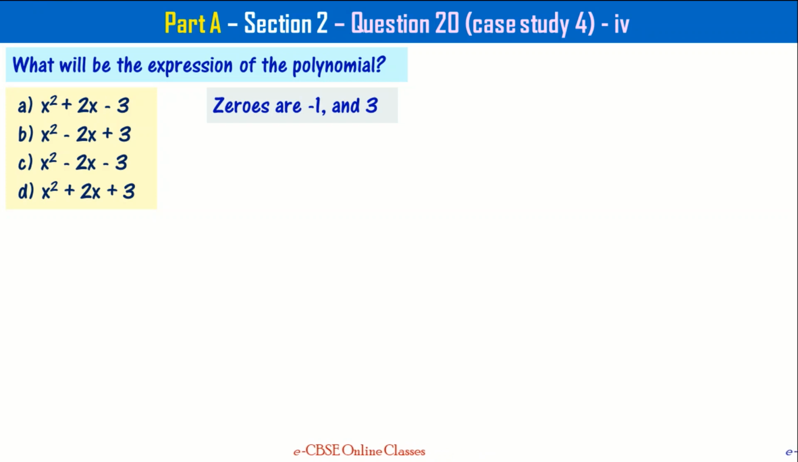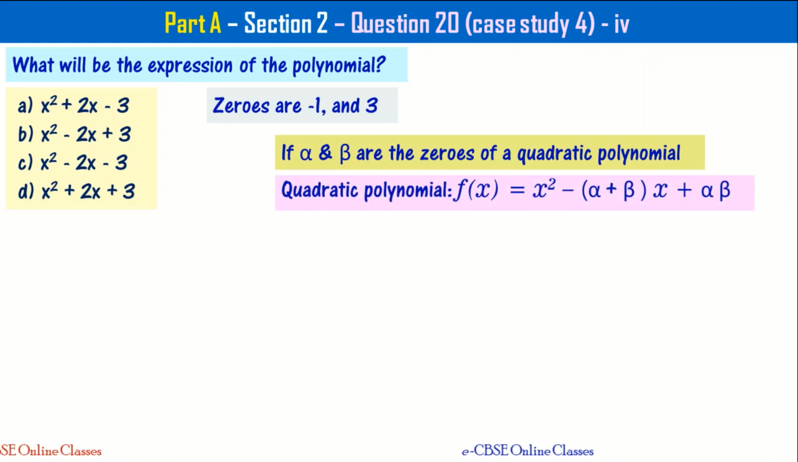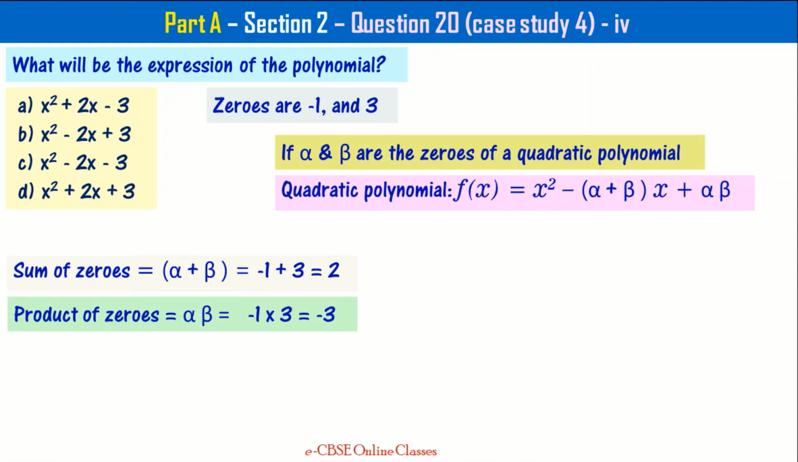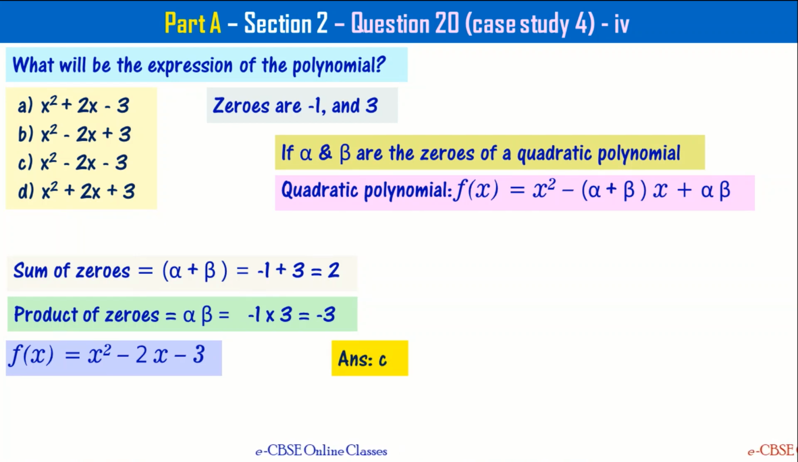And we have already seen that zeros are minus 1 and 3. And we know that if alpha and beta are the zeros of a quadratic polynomial, then the quadratic polynomial f of x can be written as x square minus alpha plus beta times x plus alpha beta, right? So let's calculate the sum of zeros, that is alpha plus beta equal to 2. Product of zeros, alpha beta, equal to minus 3. Let's substitute these two into the polynomial given to get f of x equal to x square minus 2x minus 3. So choice C is the answer.